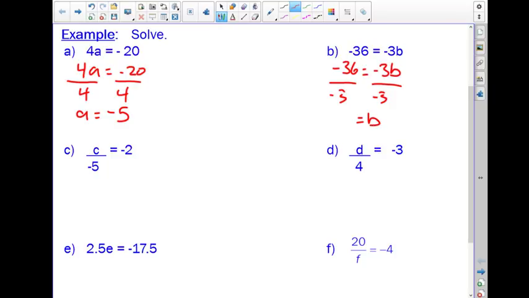So we got b over here, and negative 36 divided by negative 3. So our knowledge of integers, of course, comes into play here. A negative divided by a negative is a positive, and 3 goes into 36 12 times. So knowledge of your multiplication tables is important when we're doing questions like this.